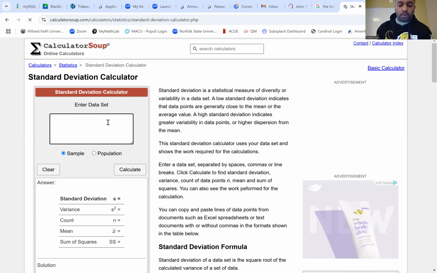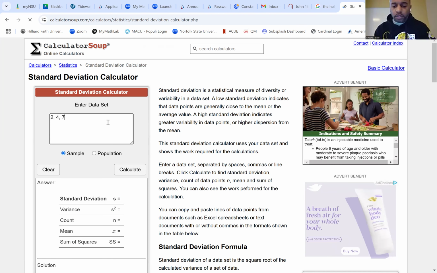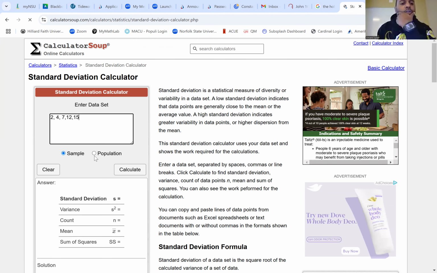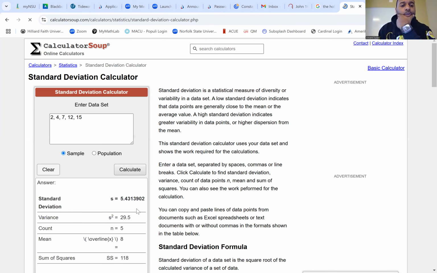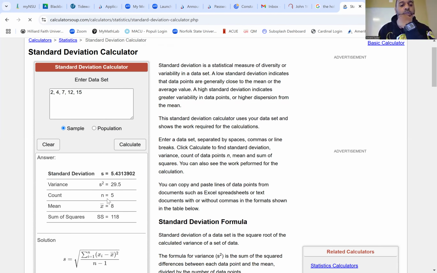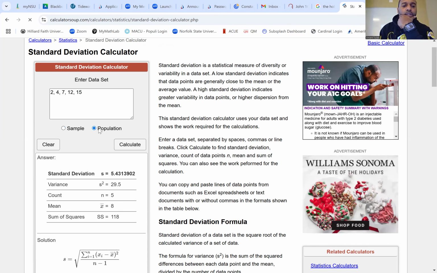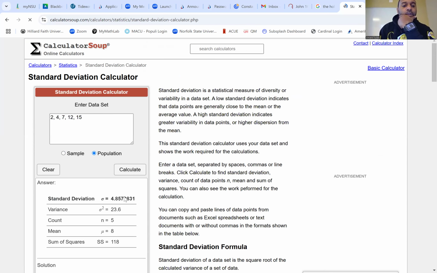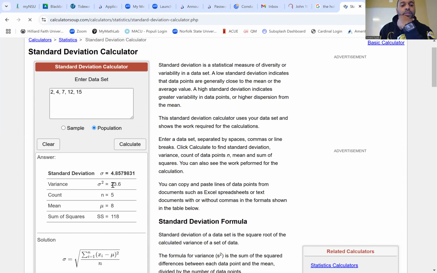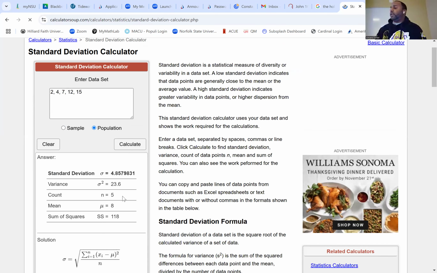The numbers I gave were 2, 4, 7, 12, and 15. If you want the sample, all you would do is hit calculate. Notice how it gives it to you right here, and that's what I have in the notes: 29.5 for the variance, 5.4 for the standard deviation. Those are using the symbols s and X bar. If you want population, just change it to population and calculate, and notice the symbols they're using, sigma and mu. It's just that simple. So basically, like I said before, make sure you have something reliable that you can depend on to calculate standard deviation and variance.